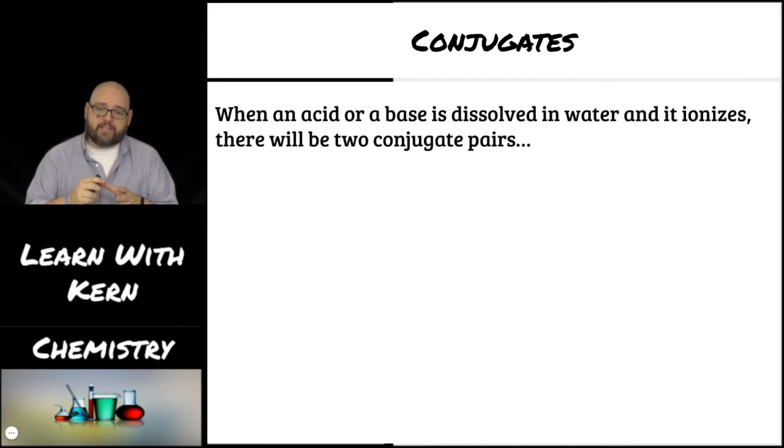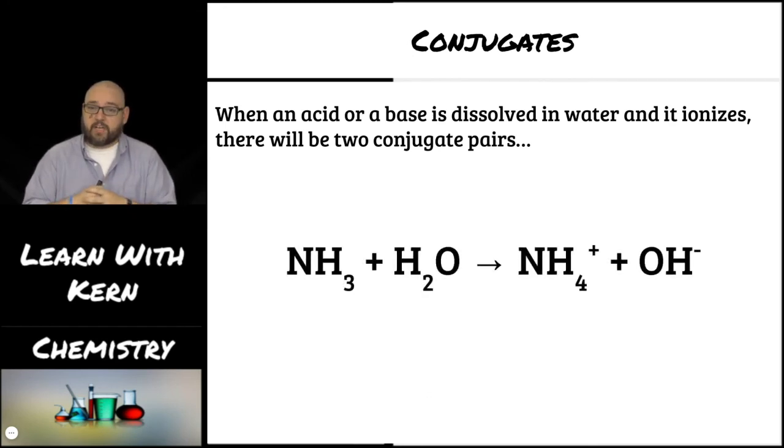So when an acid or a base is dissolved in water and ionizes, there are going to be two conjugate pairs. So if I take an acid or base and I dissolve it in water, you're going to get two conjugate pairs because the water is part of this. All right, so you've got NH3 plus H2O giving you NH4+ and OH-. So in this instance, water is your acid because water is going to be donating a hydrogen. If you look at the whole reaction, you see that water is donating a hydrogen. So water is your acid, and therefore NH3 or ammonia is the base.